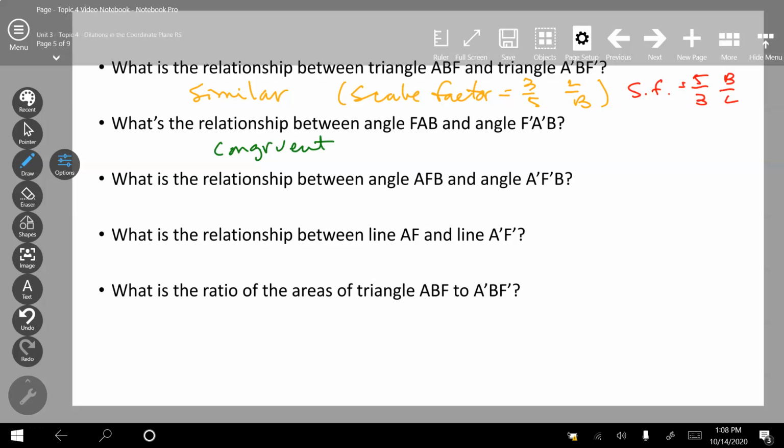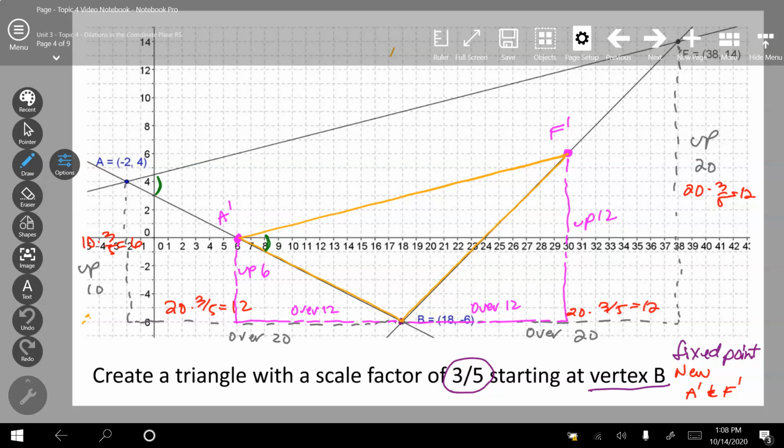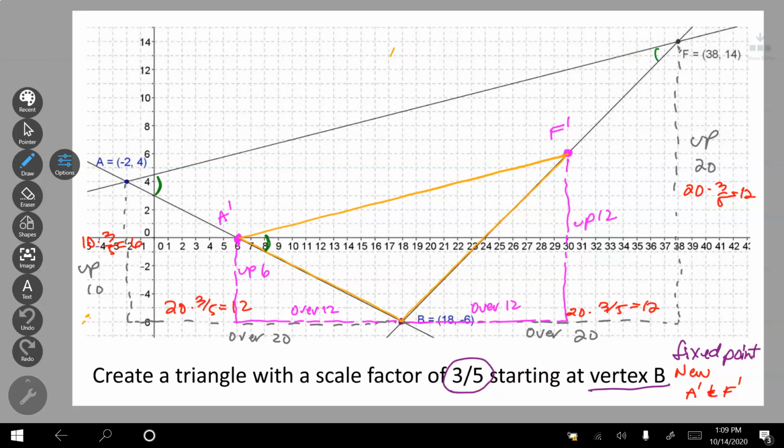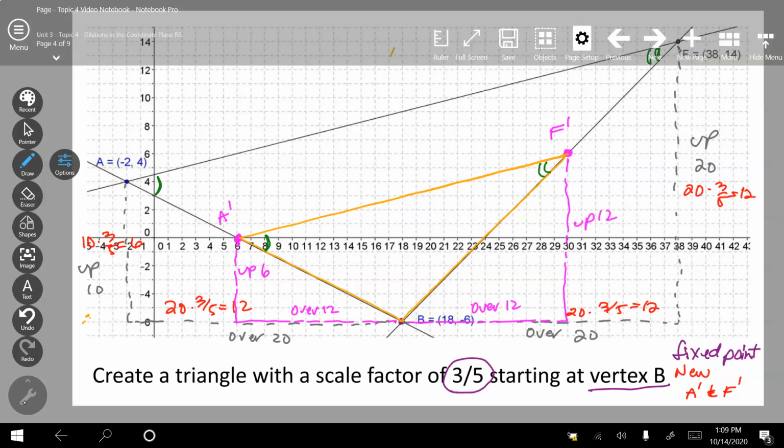And then it's asked the angle between angle AFB and A prime F prime B prime. And let's see, let's go back. AFB is this angle here. And A prime F prime B prime is this angle here. And hopefully you see that these are also congruent angles.